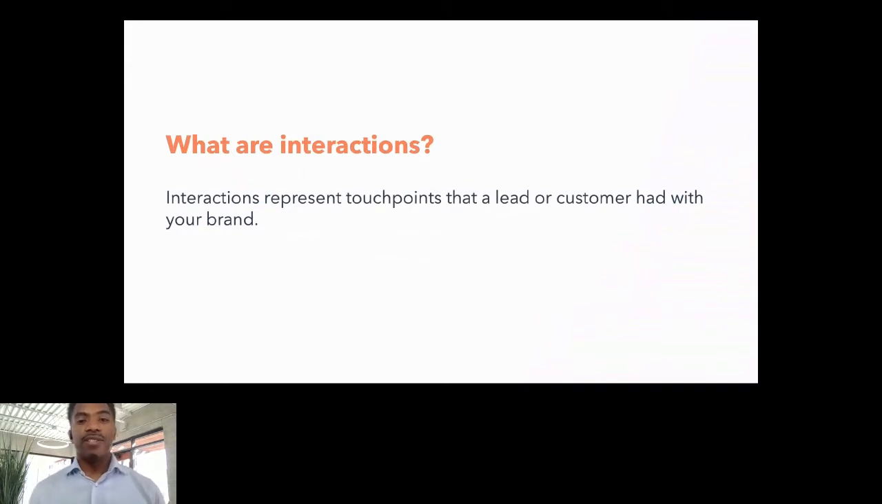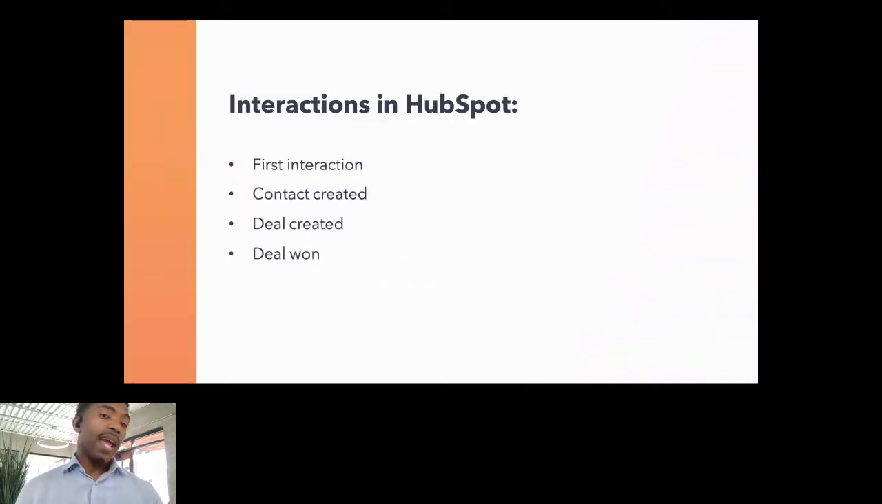Interactions represent these touch points along the way, and these are the things that we want to track. Within the HubSpot ecosystem, we think about things like, what was the first interaction? Someone came to your website anonymously, or maybe a salesperson sent them a sequence, an email out of Sales Hub, and then drove them back to do a form fill or register for a webinar that came from LinkedIn. Who knows? Contact created, those are interactions. So we know when a contact was created, and of course, deal created and deal won.